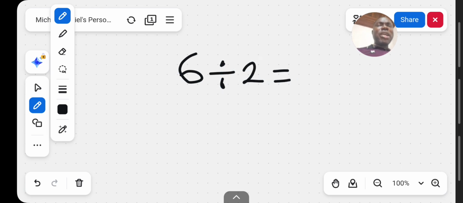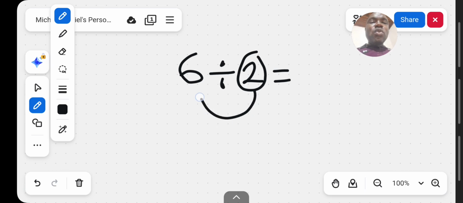Now, 6 divided by 2, how do you do this? Using your multiplication table, you just ask yourself, 2 times what? You focus on this two. Since you're asking 6 divided by 2, you ask yourself 2 times what will give you 6. So you recite your 2 times table. 2 times 1 is 2, 2 times 2 is 4, and 2 times 3 is 6. So since 2 times 3 is 6, it means 6 divided by 2 will be 3.